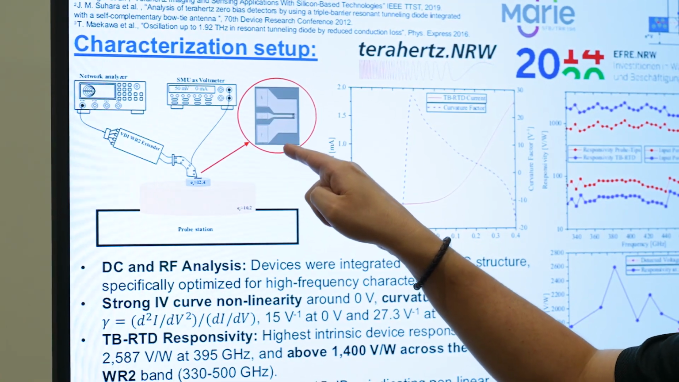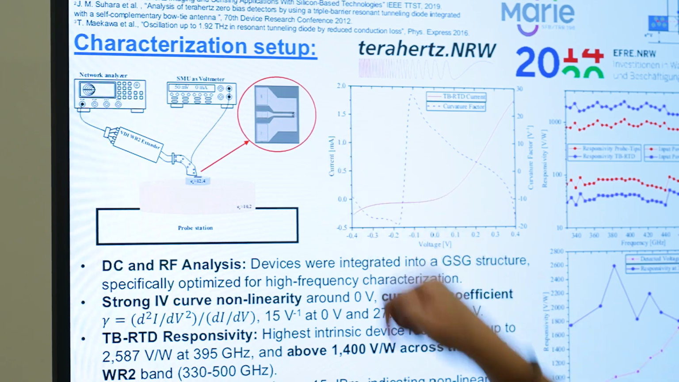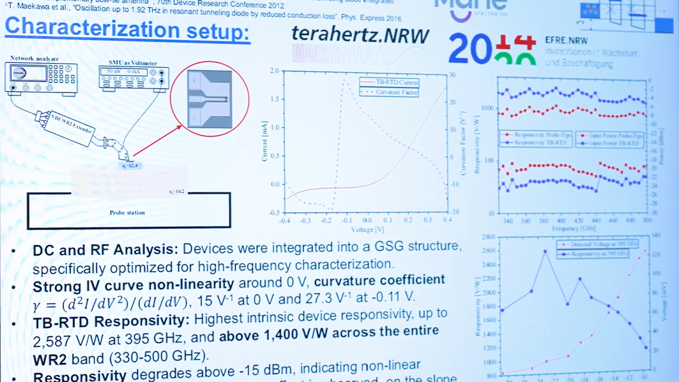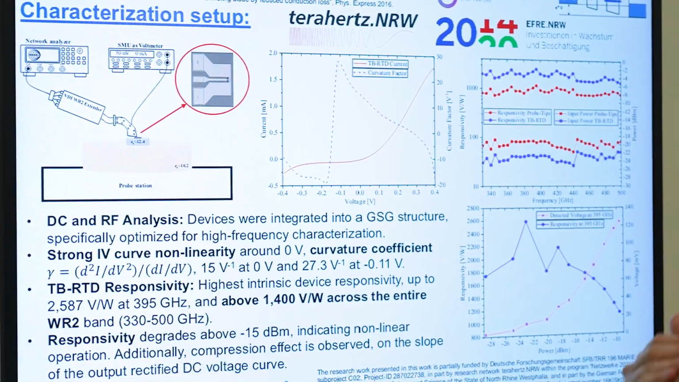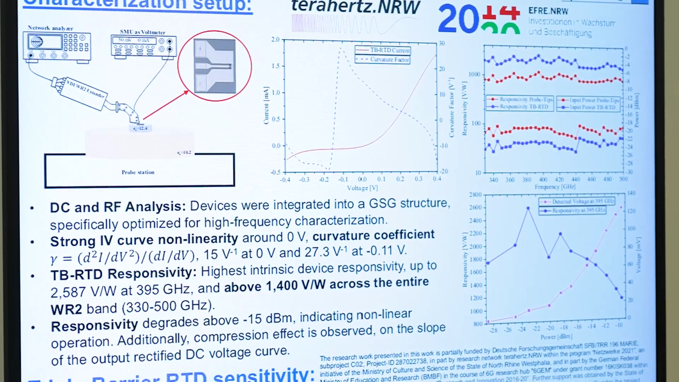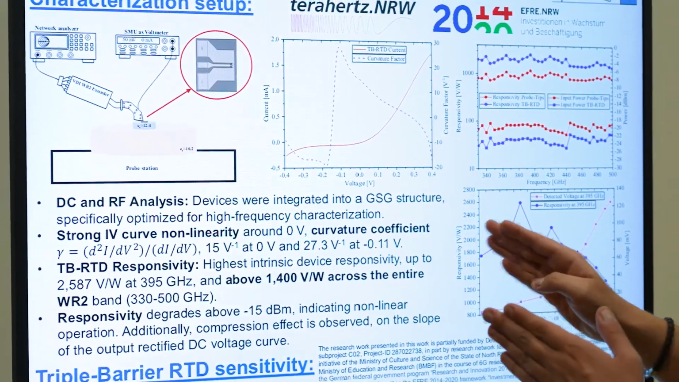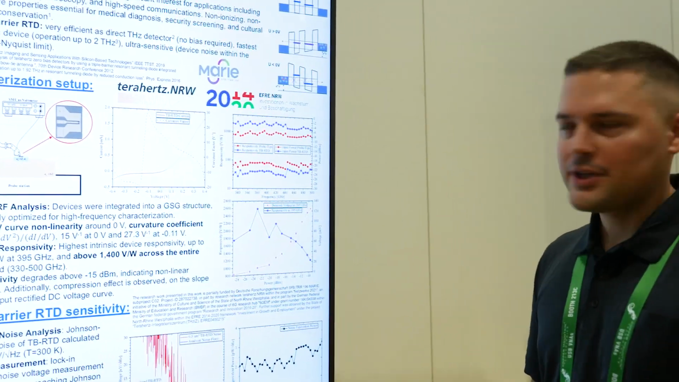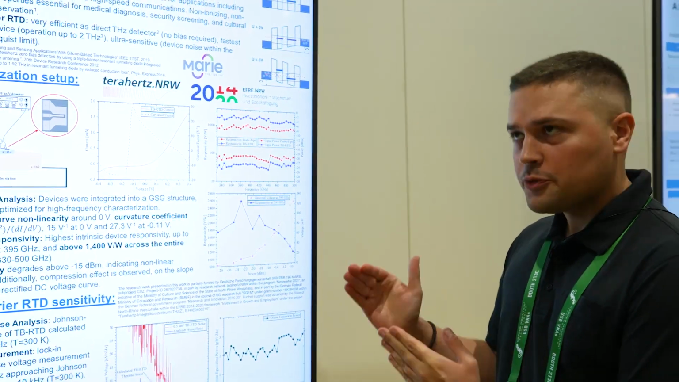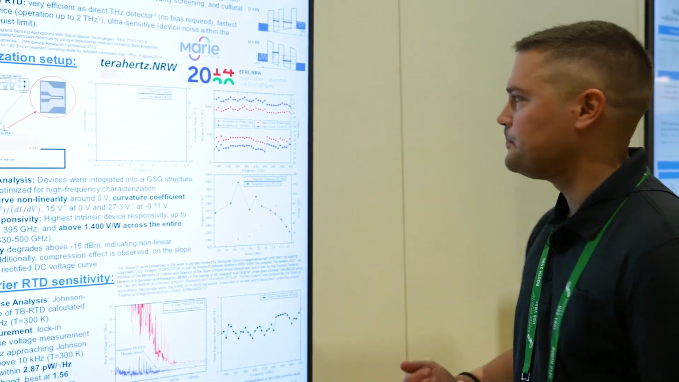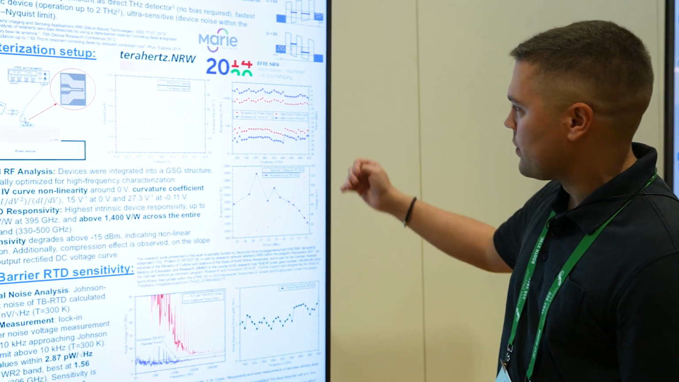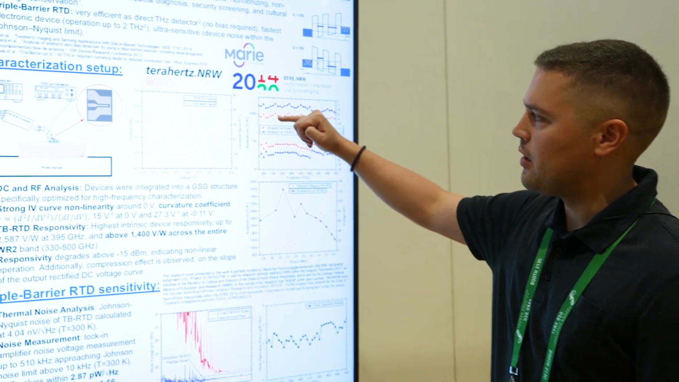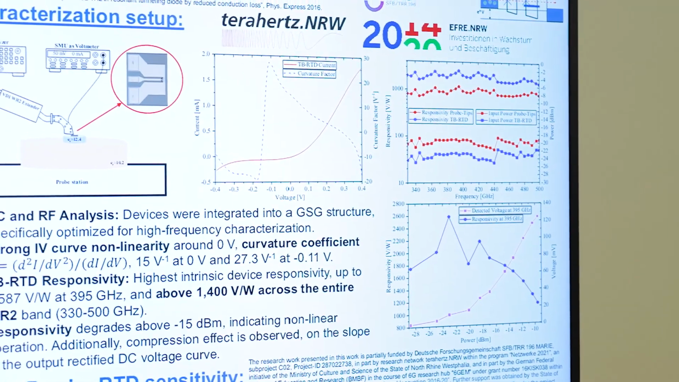This is how the fixture structure of our diode looks like. And basically, we could measure the rectified DC voltage. And this voltage is then translated into responsivity. Responsivity is one of the key parameters of the detector. It's basically our DC output divided by the input power. And as you can see, the results are, let's say, pretty good. So we are above 1000 watt per watt.